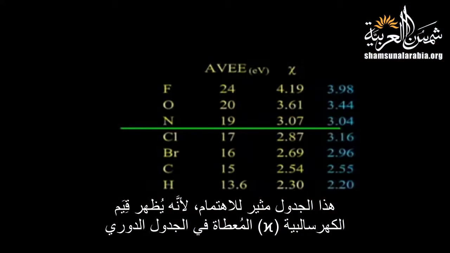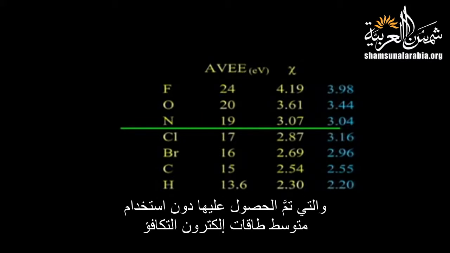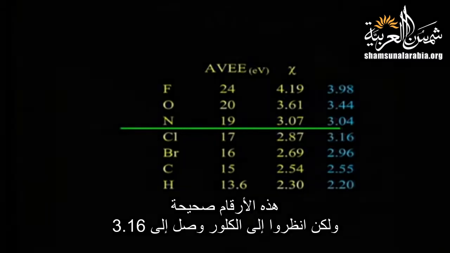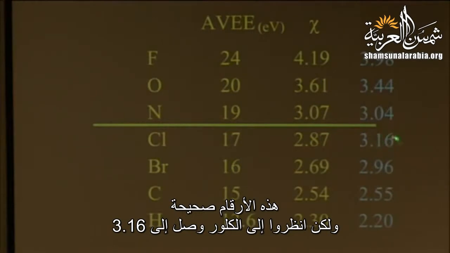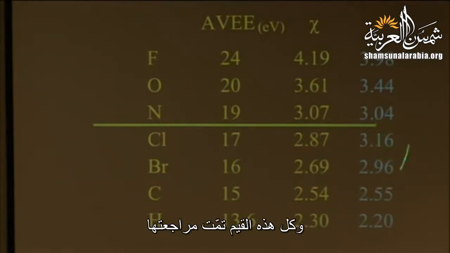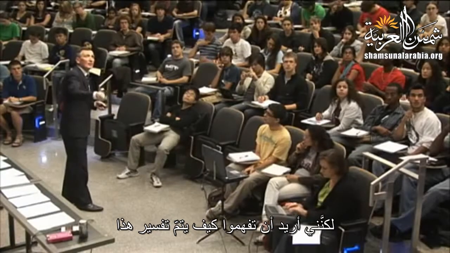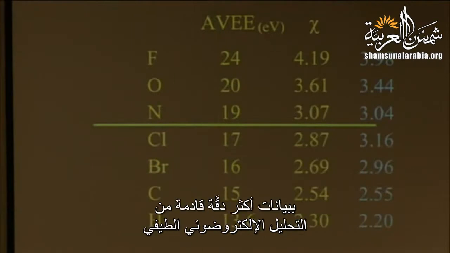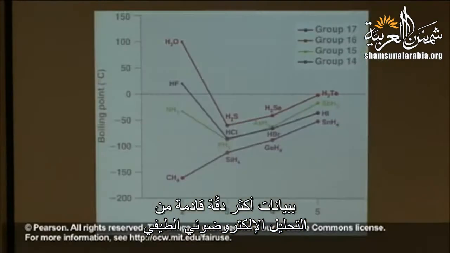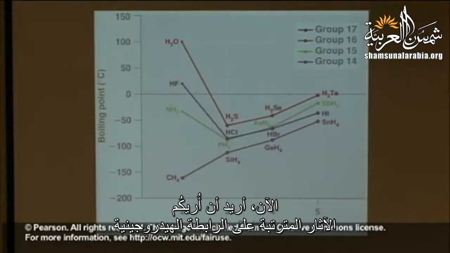Now, this is interesting here because this shows the values that are given on your periodic table, which were obtained without the use of the average valence electron energies. These trends are correct, but look at this one. They got chlorine up at 3.16. And all of these have been revised. Now, on a test, just use what you've been given on the periodic table, but I want you to understand how this is rationalized with better data coming from photoelectron spectroscopy. So now I want to show you the implications of hydrogen bonding.